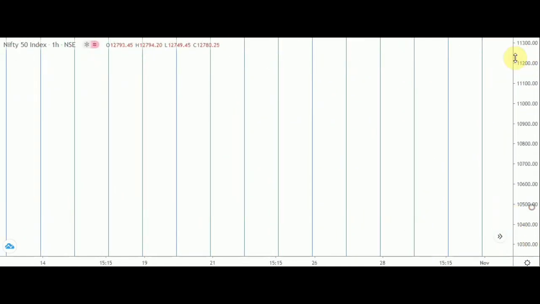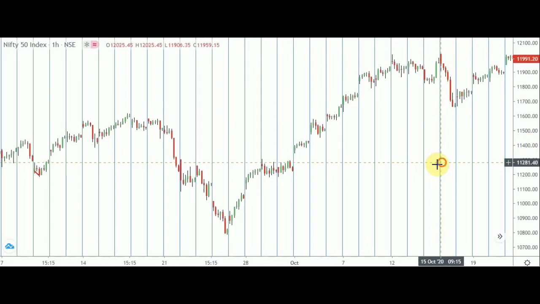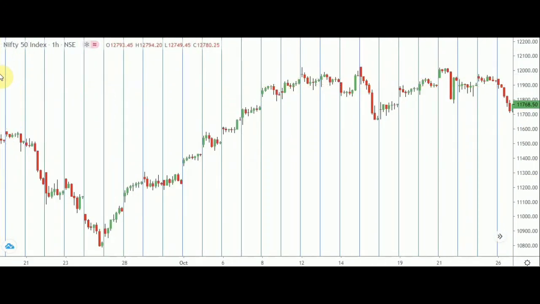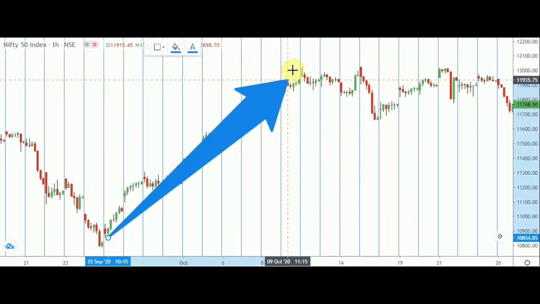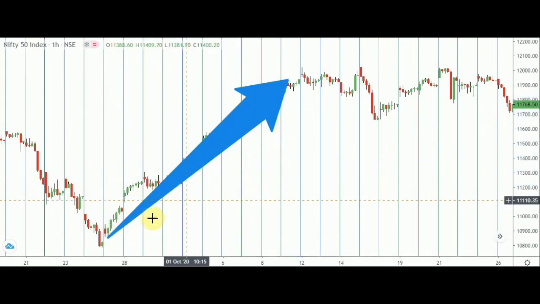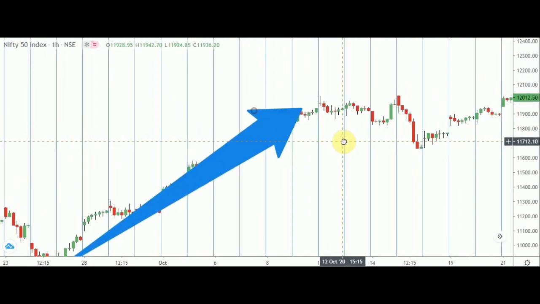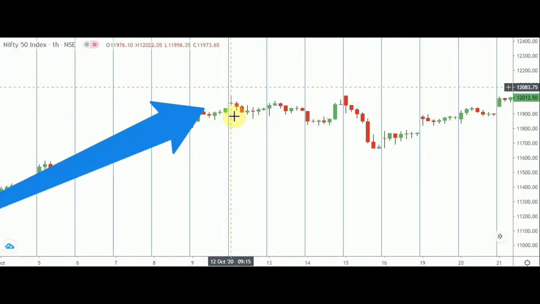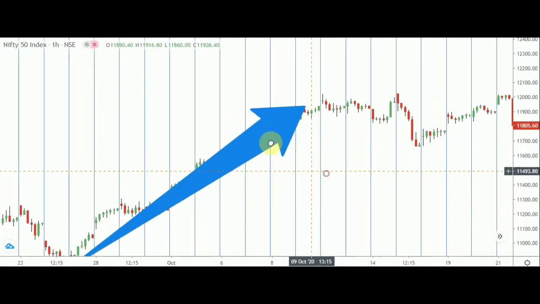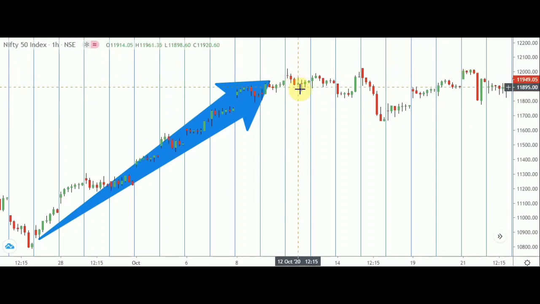So let me just adjust the chart a bit. Here you see the recent example, my friend. Let me draw here. So here you see that the trend was up from here to here. Clear? And you see the candle here. This is a doji. And after that you see the downfall started. It made a high of around 12,013 and it came down to 11,877.